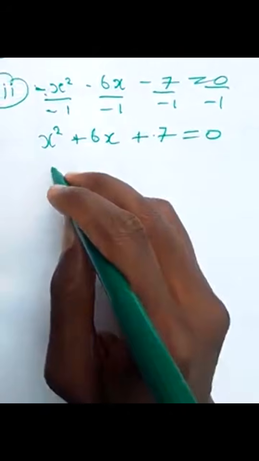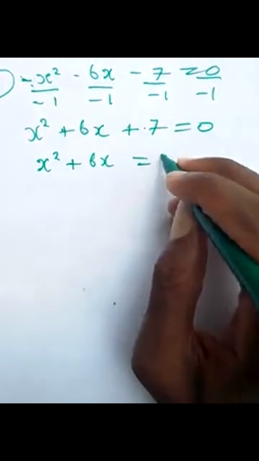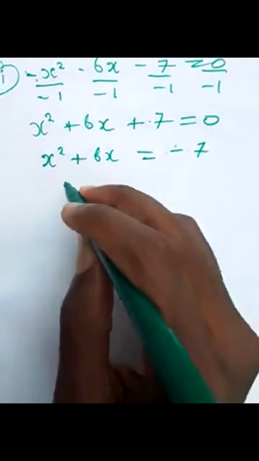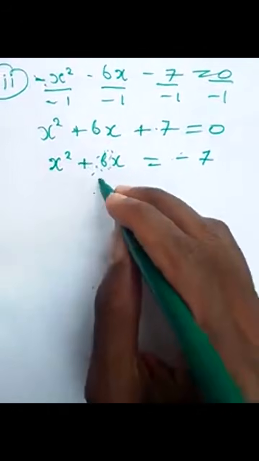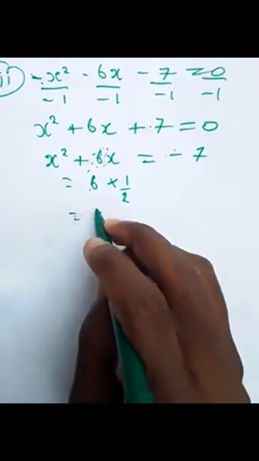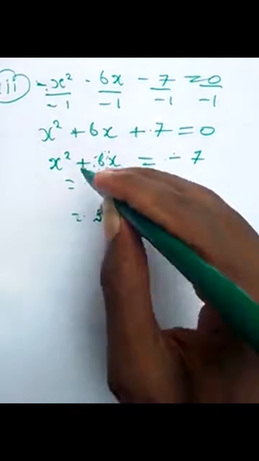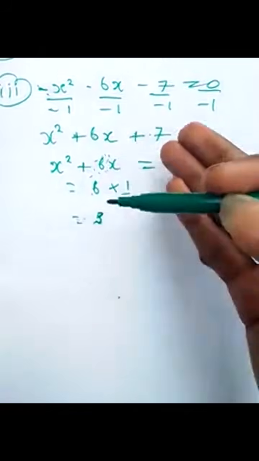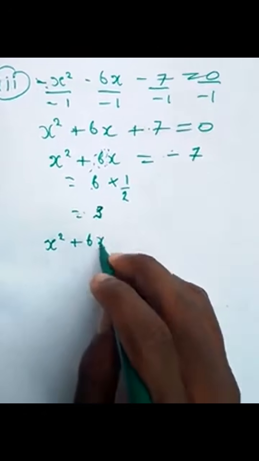So 7, I'll take it to the other side, and I'll have negative 7, right? And then I'll get the coefficient of the value having only x, which is 6, then I'll multiply it by 1 over 2. This is going to give me 3. Okay, so this 3 that you're seeing here, I'm going to raise it to the power of 2 and add it to the left and right hand side. So we have x power 2 plus 6x.